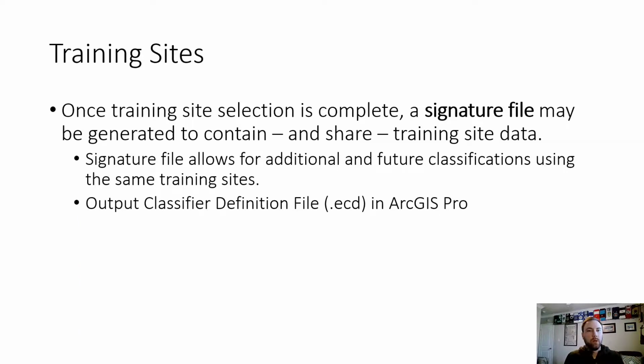So once training site selection is complete, a signature file may be generated to contain and share training site data. So if you go through a very arduous classification process, you can save what's called a signature file. It's a .ecd extension in Arc Pro, and then it can be shared with others who might be classifying similar imagery. Okay, so the signature file allows for additional and future classifications using the same training sites, and the output classifier definition file is the .ecd, that's the ArcGIS Pro extension.